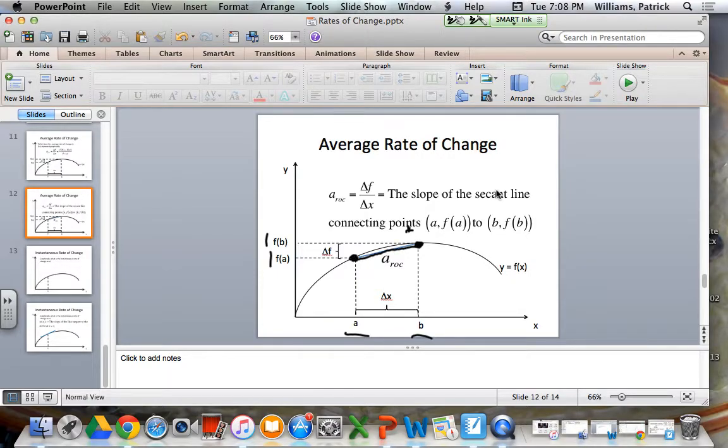The average rate of change is not the equation of that line. It is just the slope of that line, okay? Sometimes we refer to it as the slope of the secant line connecting the points A, f of A, to B, f of B, all right? So let's talk a little bit more conceptually about what average rate of change means.